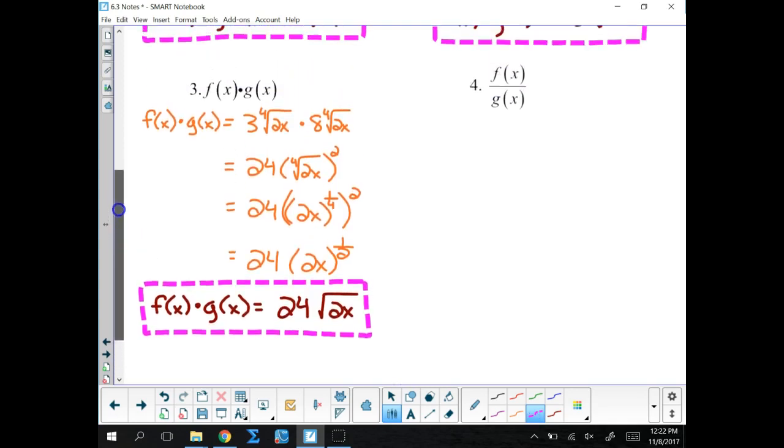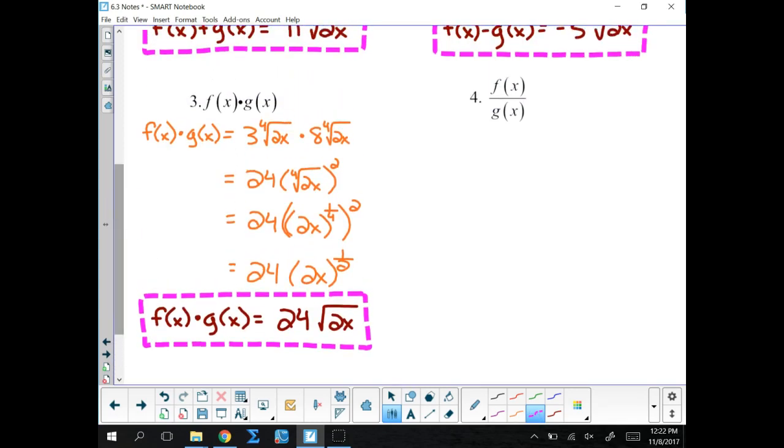But can we, on homework and tests, just see that and get rid of the 4 and keep the square root? No. You've got to write it out. You've got to show all your work. I know. Mean old teacher.